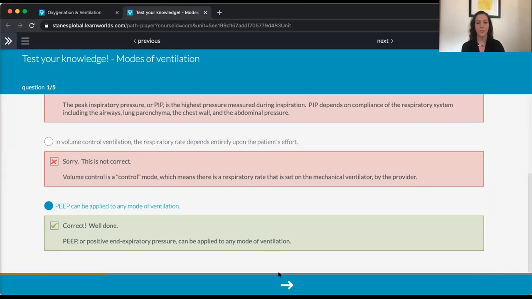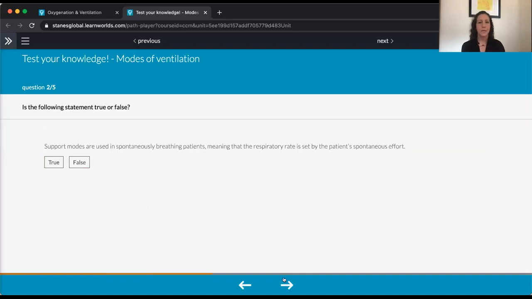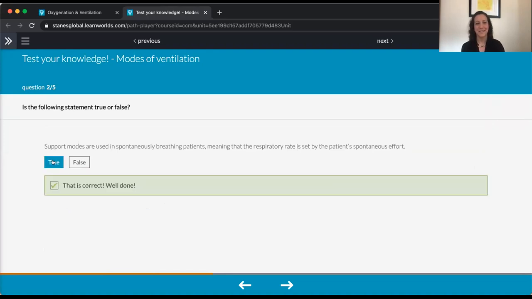Okay, that was question one. Four more to go. This is easy, true or false? Support modes are used in spontaneously breathing patients, meaning the respiratory rate is set by the patient's spontaneous effort. True or false? Good job. Everybody says true. I love it. Perfect. That's correct.